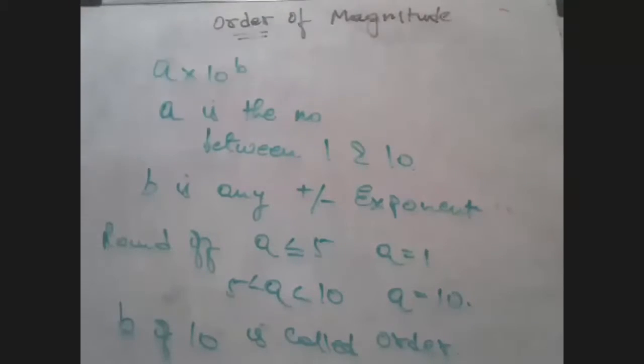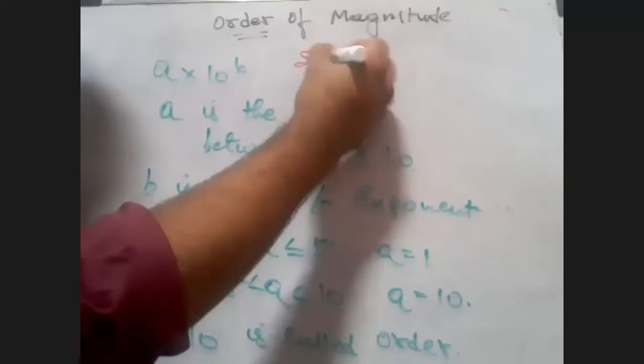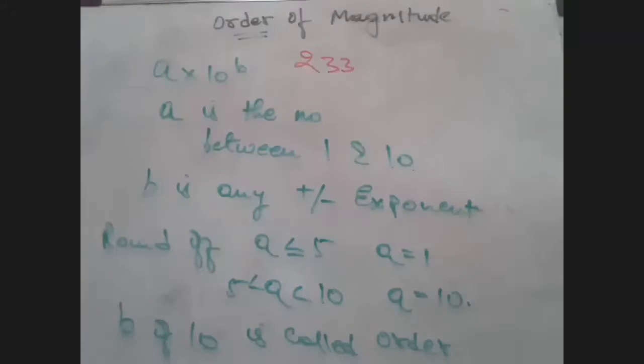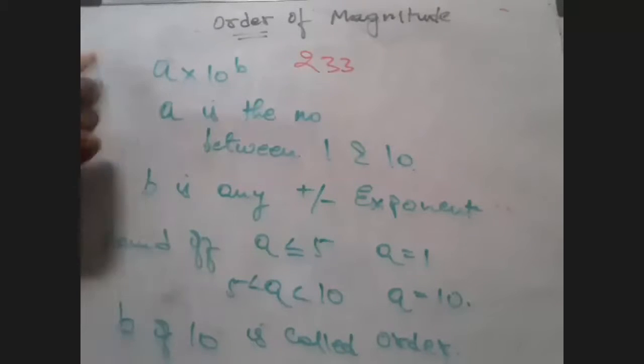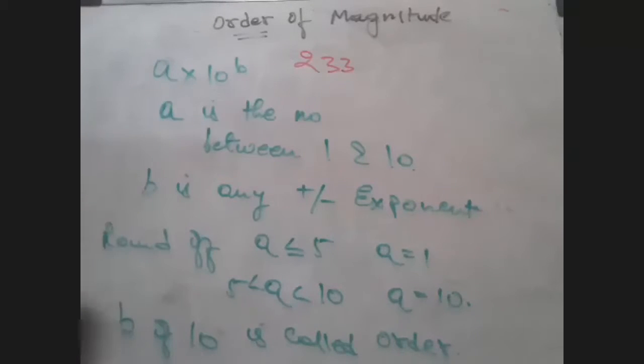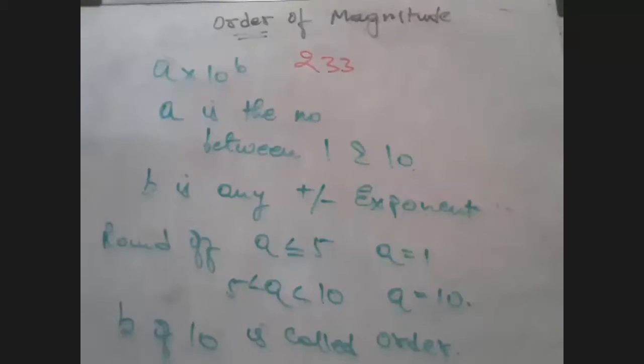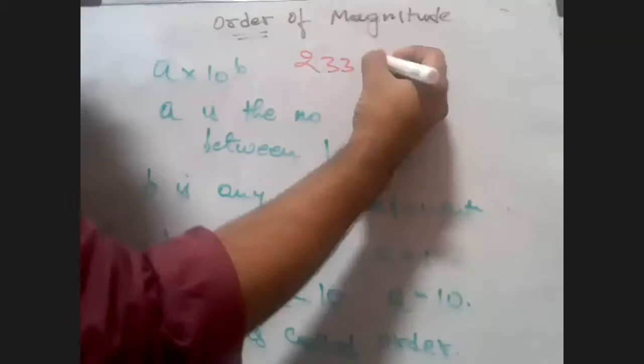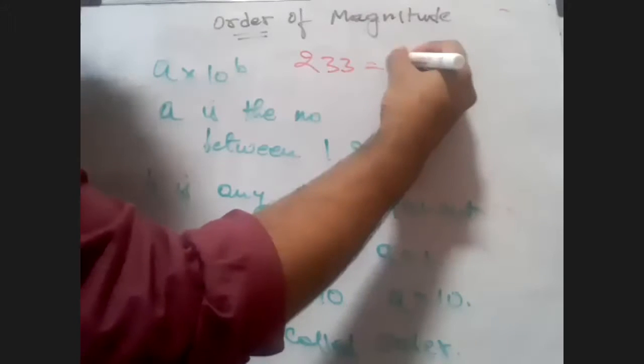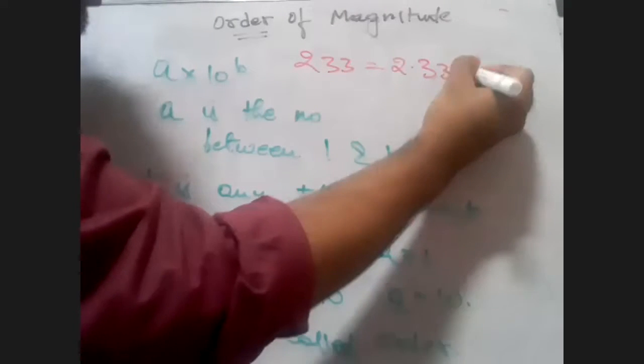For example, let me give you an example. Let's say there is this number 233, and I am telling you to find out the order of magnitude. Look at this first. I have to write it in the form of a into 10 raised to b. So I can say that this 233 can be written in the form of 2.33 into 10 raised to 2.